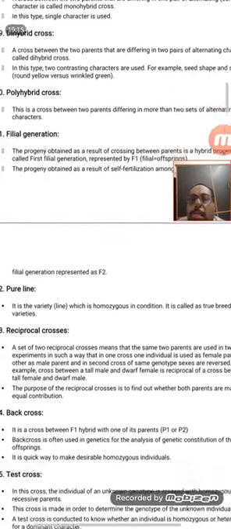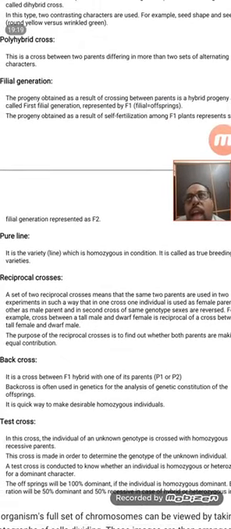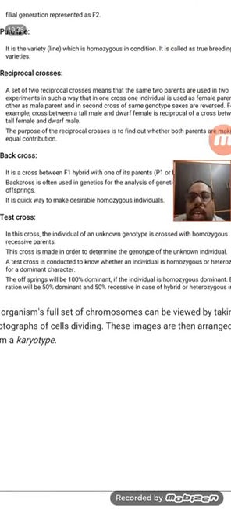Then pure line means that parents with the same genotype and phenotype pass it over through one generation to another, and that particular condition is called pure line. And test cross and back cross, we will study about that.